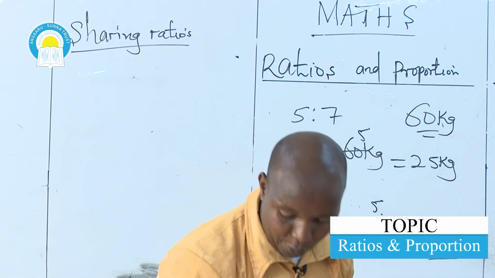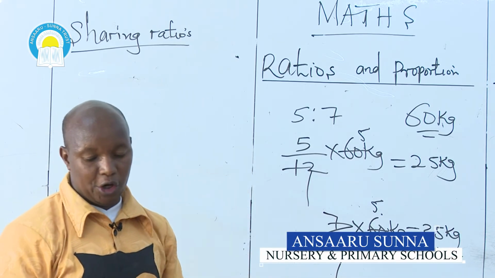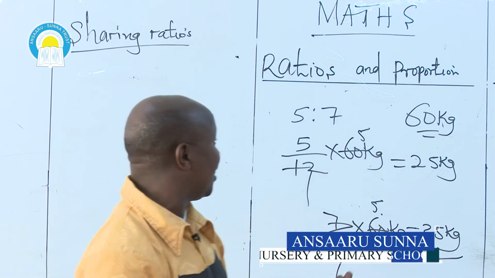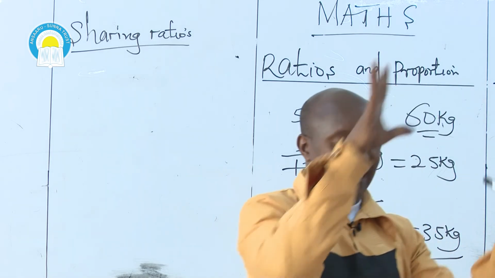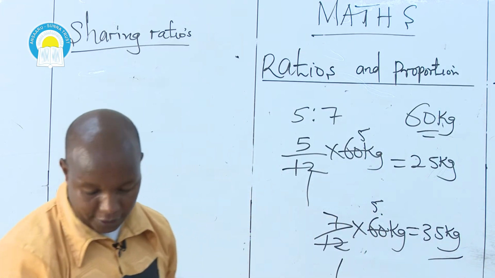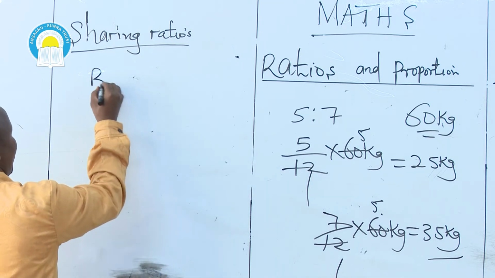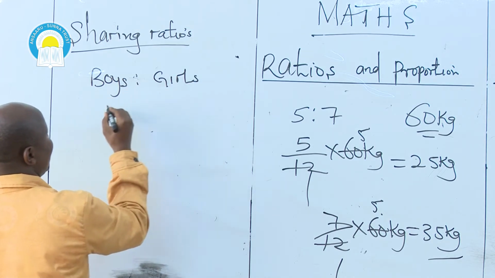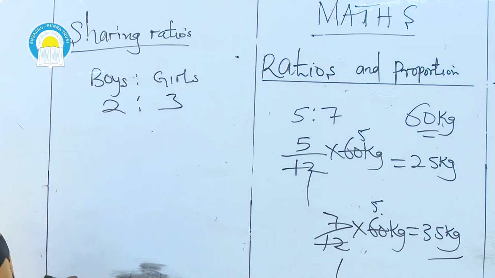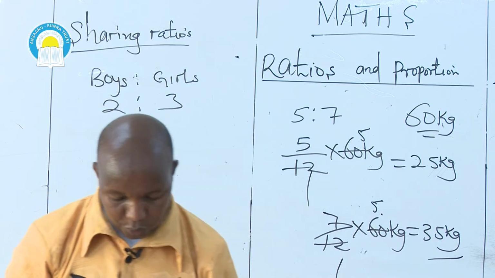Now, in the year 2009, number 35, they tested this question. The ratio of boys to girls in a certain class. I'm not writing the sentence. Listen to me carefully wherever you are. The ratio of boys to girls in a certain class is 2:3. So we are starting with the boys. If you start with the boys, make sure 2 is for boys, then the other part will be for the girls. So we have 2:3.